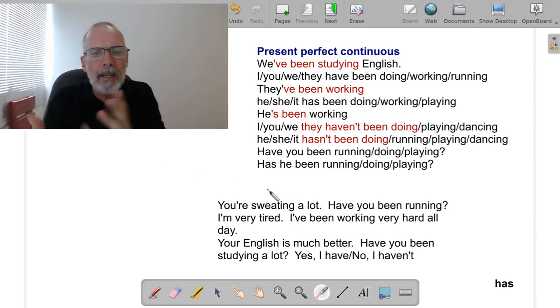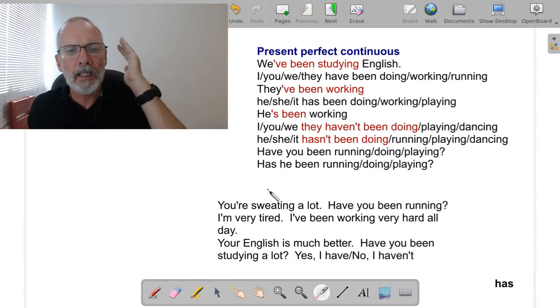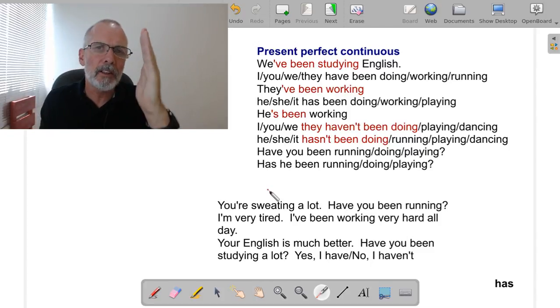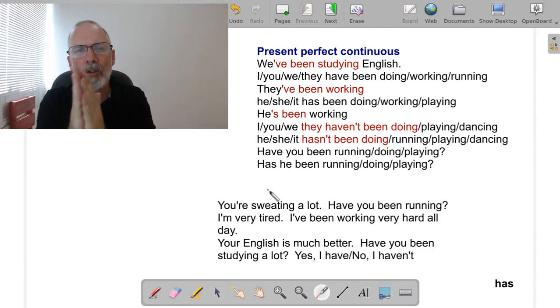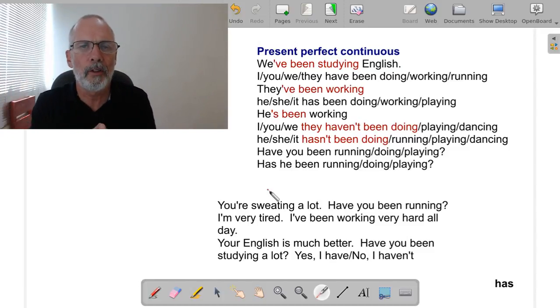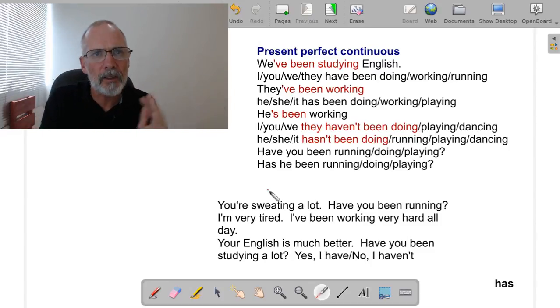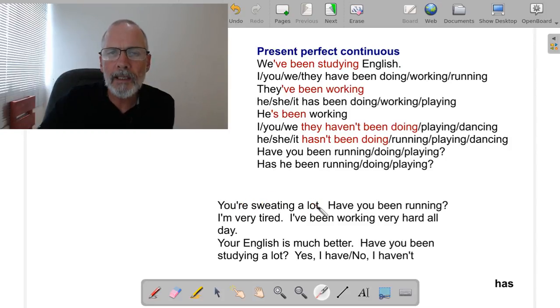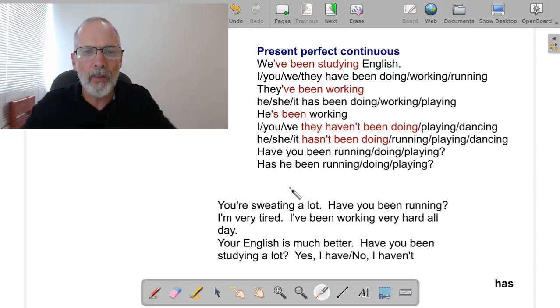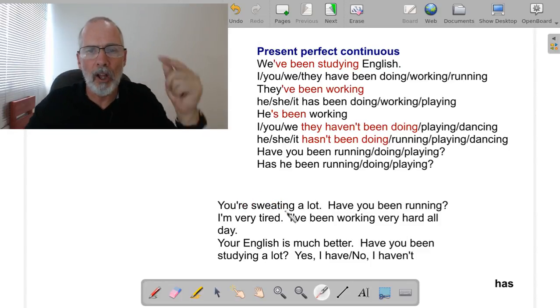So here what we're using the present perfect continuous for is an activity that started in the past, continues until now, and may or may not continue into the future. That means it could stop now or it could continue. It doesn't matter. We can use this tense for an activity that started in the past and continued until now. In the first one, you're sweating a lot. You're wet now. This is in the present continuous. You're sweating a lot now.